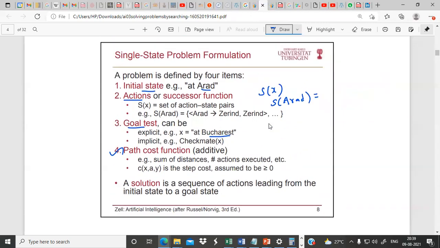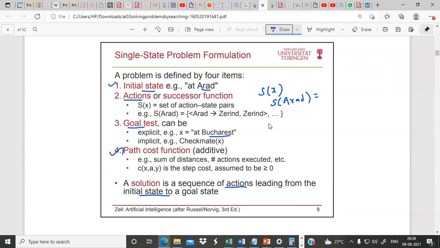And finally we should provide a solution. A solution is a sequence of actions leading from the initial state to the goal state. So this is just a problem formulation. First we need to formulate the problem. So that's what we are discussing here. For formulating the problem, all these things are required.